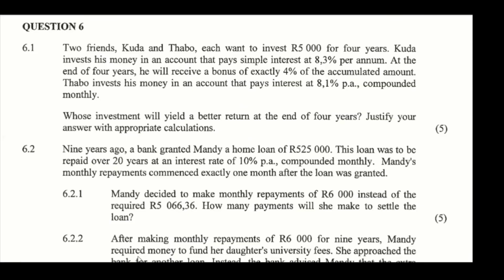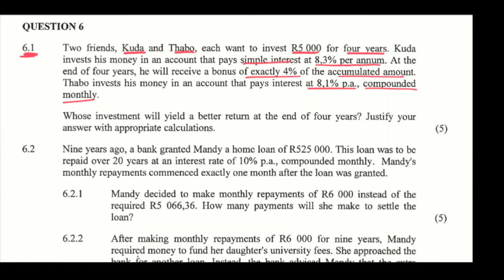Looking at question 6, 6.1 says that two friends, Kuda and Tabo, each want to invest 5,000 Rand for a period of 4 years. Kuda invests his money into an account that pays simple interest at 8.3% per annum. At the end of the 4 years, he will receive a bonus of exactly 4% of the accumulated amount. Tabo invests his money into an account that pays an interest rate of 8.1% per annum compounded monthly. So whose investment will yield a better return at the end of 4 years? Justify your answer with appropriate calculations.